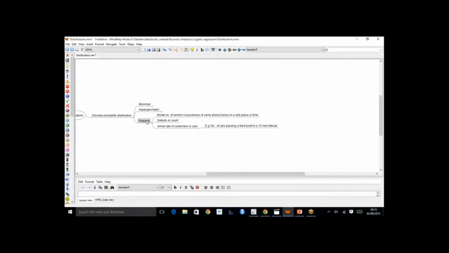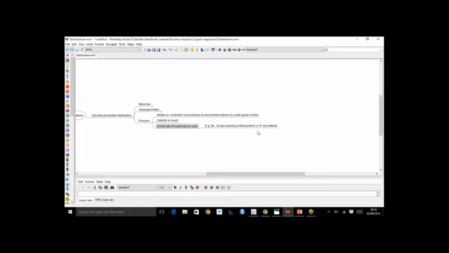And the third thing is Poisson. If you want to model defects or count data, then you end up using Poisson distribution. If you try to model defectives, then you end up using binomial distribution. This Poisson distribution models the number of random occurrences of the same phenomena in a unit space or time. And here are a few examples. For example, arrival rate of customers or cars, that is, the number of cars passing a fixed point in a 10-minute interval.